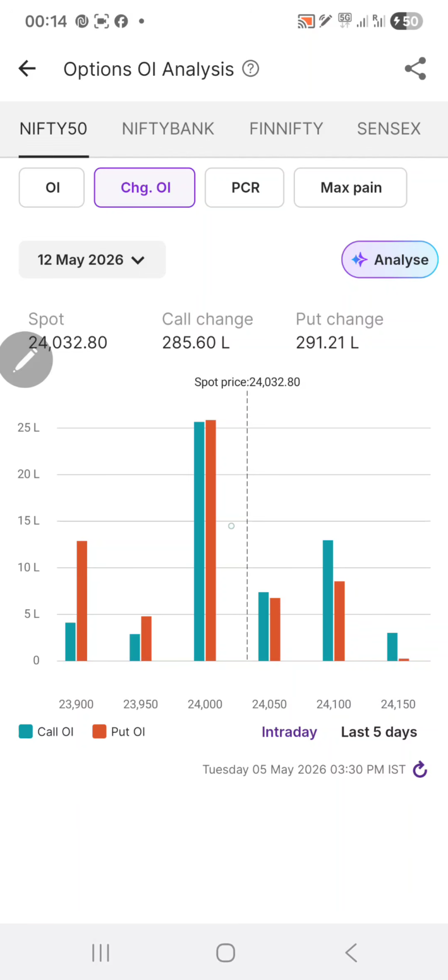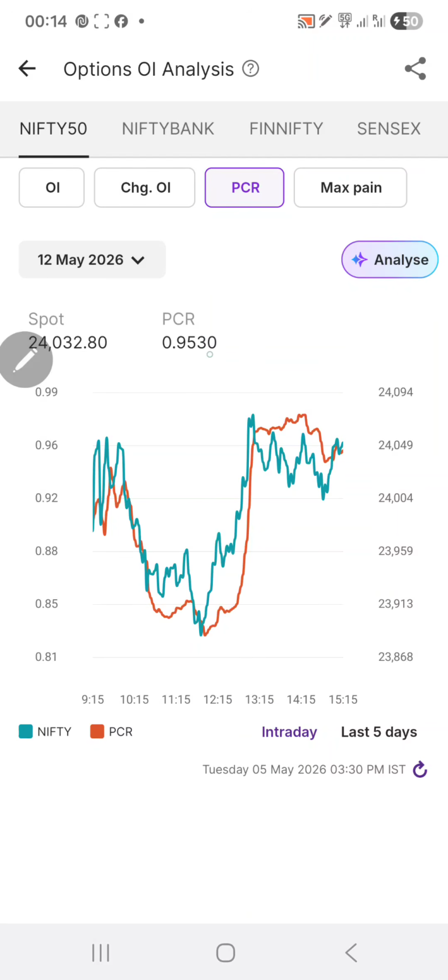So that's why I am saying there is a range. In that range we have to be very careful. PCR is also 0.95, which means it is not so bullish or moderately bearish. So it is neutral, right? Because it's nearly 1. Above 1.5 is considered bullish, and less than 0.5 or 0.6 is considered bearish, but it's neutral, right?